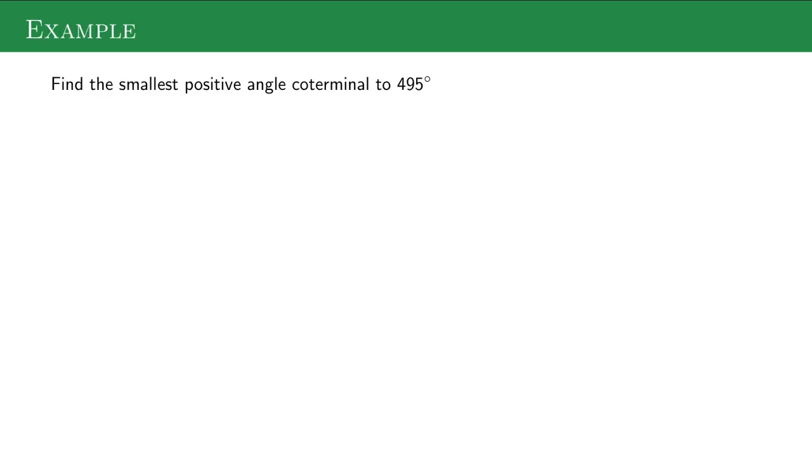All right, so find the smallest positive angle coterminal of 495. Well, 495 is this big angle, so what I can do is subtract 360. I'm going to take this angle and go backwards a full circle. I end up back in the same place, and I get 135. That's going to be my smallest positive angle.